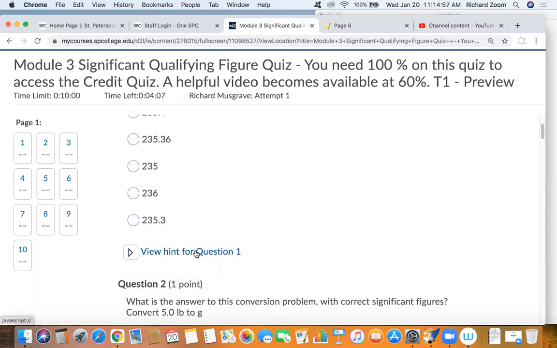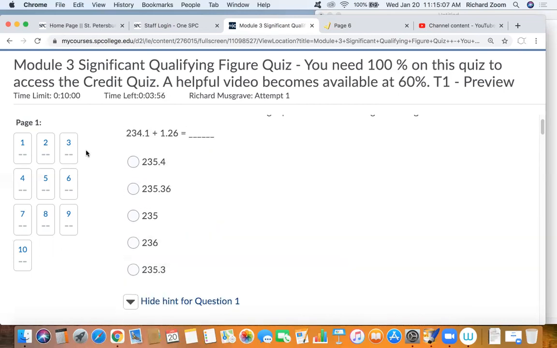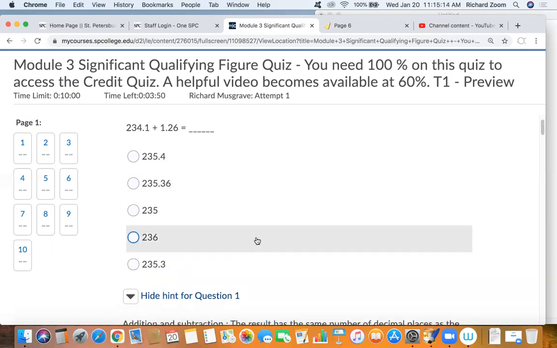Now each of these questions also has a hint as well. For addition and subtraction, the result has the same number of decimal places as the number that has the fewest number of decimal places. That's what I was saying, 1 decimal place, 2 decimal places. The answer comes out to 1 decimal place. Any questions so far?